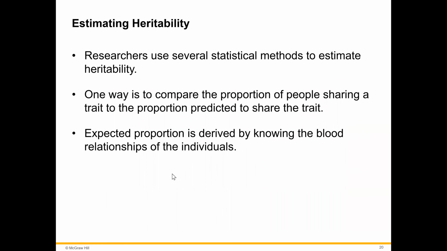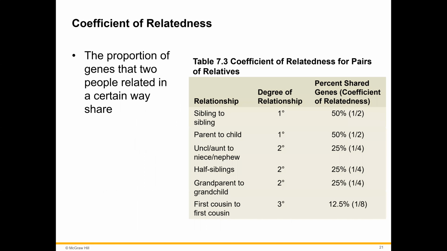Researchers use several statistical methods to estimate heritability. One way is to compare the proportion of people sharing a trait to the proportion predicted to share the trait. The expected proportion is derived by knowing the blood relationship of the individuals, so the proportion of genes that two people related in a certain way share.